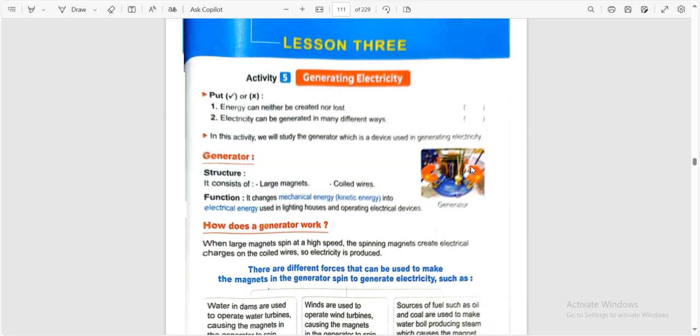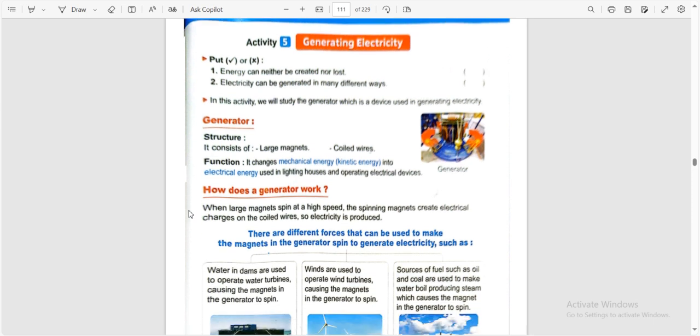In this lesson, we're going to be talking about another form of energy, which is electricity. So how do we get electricity? We get it by generating it. And we generate electricity with the help of something called generators. Good. And generators are easily made with a large magnet and some coiled wire.